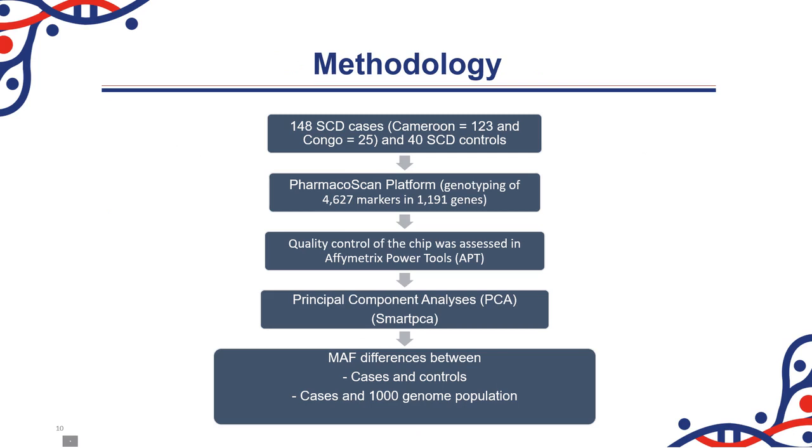From the 148 sickle cell patients, we had 123 patients that were Cameroonian and 25 patients that were Congolese, and 40 sickle cell patients. We employed the PharmacoScan platform as a genotyping platform. In this platform, we had 4,627 markers in 1,191 genes.